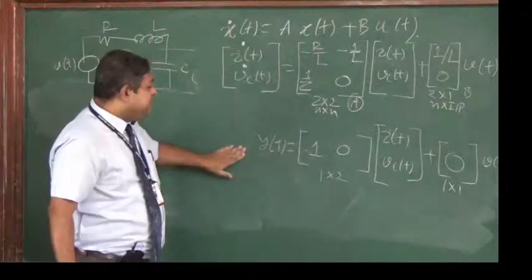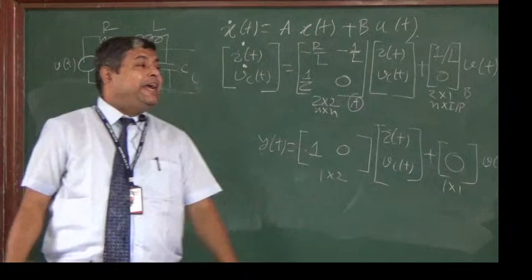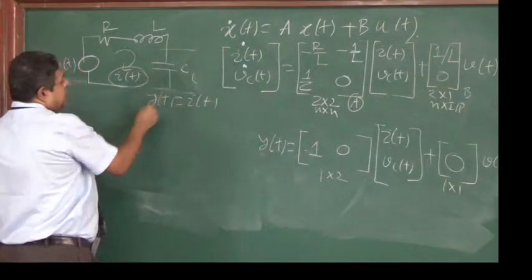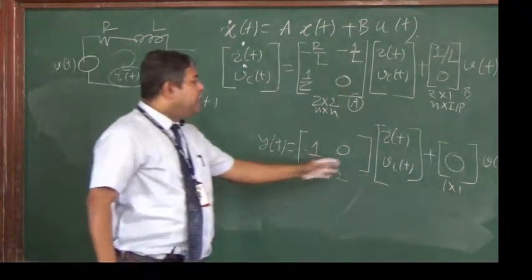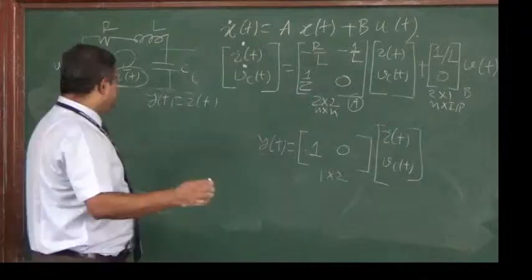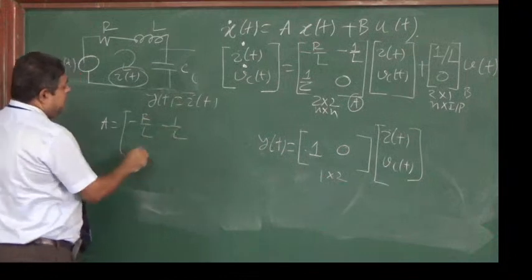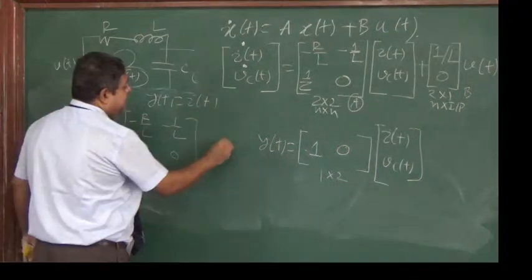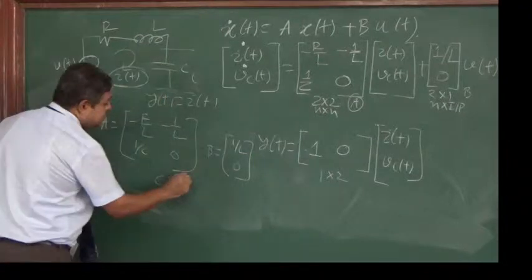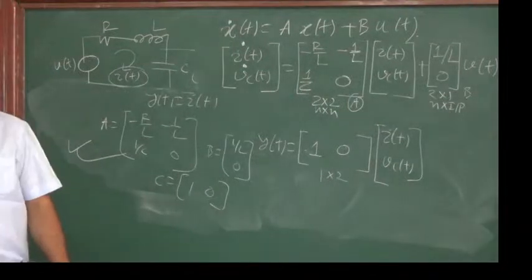In this case Y(t) is self-defined. The designer has to define it. I am defining Y(t) as i(t). So this is the model where Y(t) is equal to i(t). That's why I am finding Y(t) is equal to 1, 0. This is called the C matrix. So the A matrix is minus R by L, minus 1 by L, 1 by C, and the B matrix is 1 by L and 0. The C matrix is 1 and 0. So this is what is called the state variable representation for the given system.